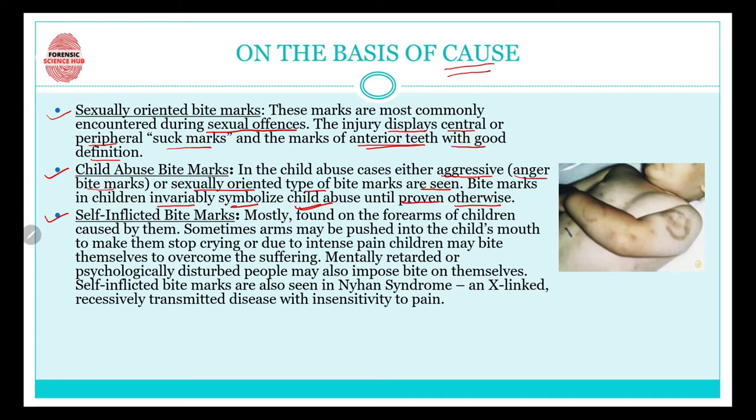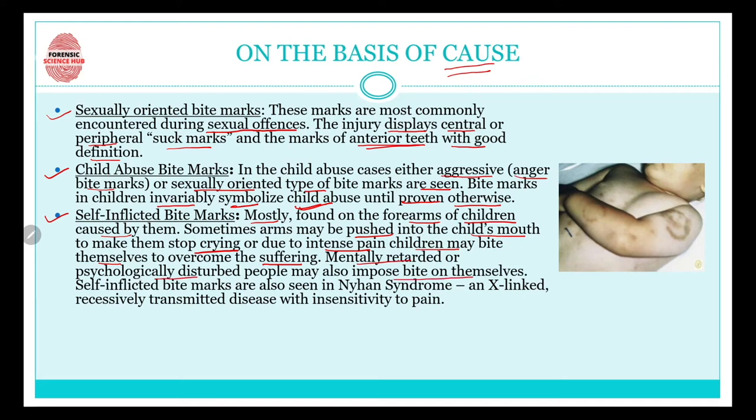Next comes self-inflicted bite marks, that is bite marks that are caused by the person himself. So mostly these are found in the forearms of children, caused by them. Sometimes arms may be pushed into the mouth of the child to make them stop crying, or due to intense pain, the children may bite themselves to overcome the suffering. So these are the reasons because of which self-inflicted bite marks can be there. Also mentally retarded or psychologically disturbed people may also bite themselves.